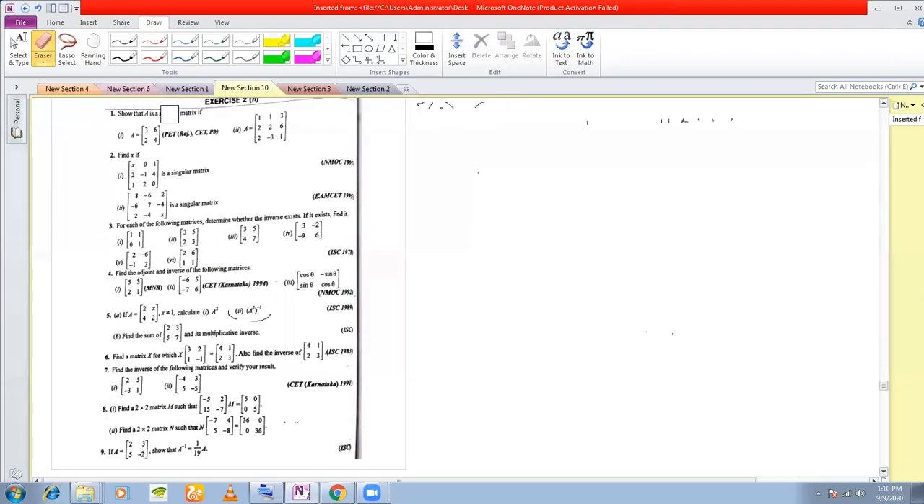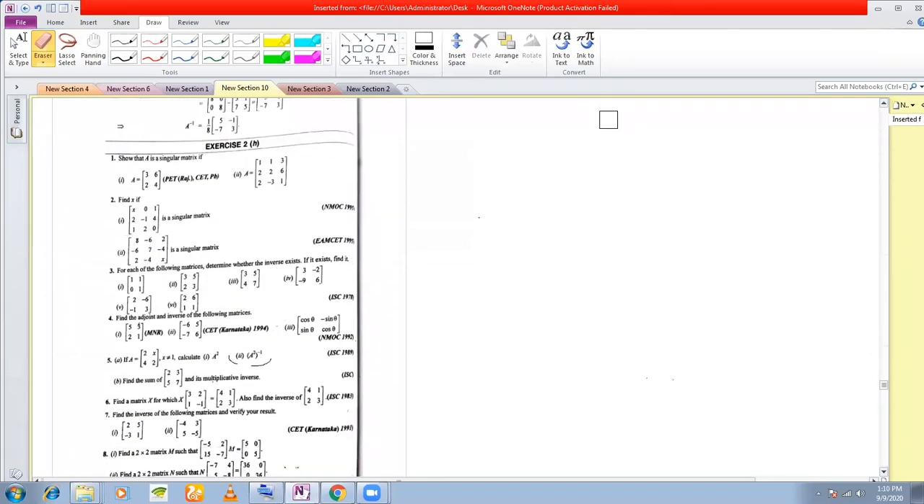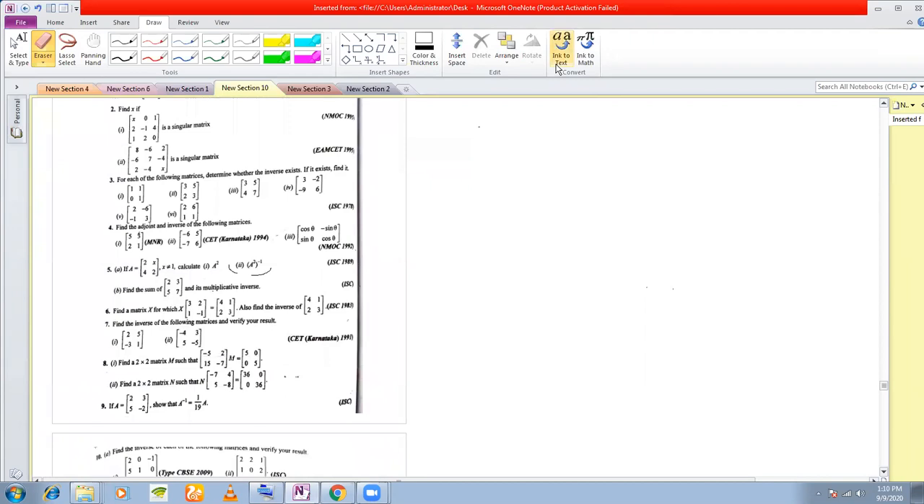So don't get confused with the name. Even if they say multiplicative inverse, you find out the inverse. But if they say additive inverse, then it is not that inverse. I will do that later, what additive inverse means.